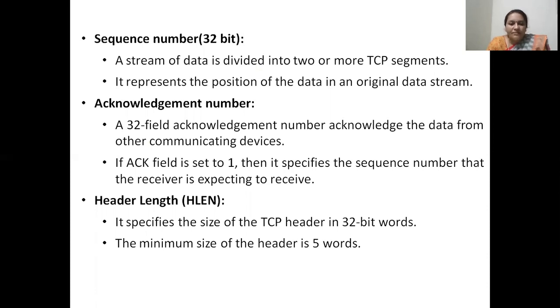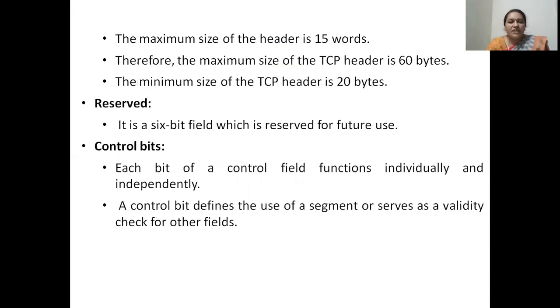The header length field specifies the size of the TCP header. The size of the header is mentioned in 32-bit words. The minimum size of the header is 5 words and the maximum size is 15 words. The total maximum size of the TCP header is generally 60 bytes and minimum size is 20 bytes. So hence their lengths are indicated in the range of 5 words to 15 words. The reserved fields are 6-bit fields which are reserved for future use.